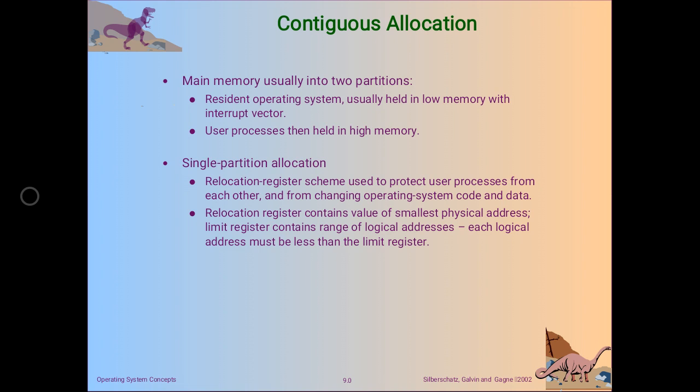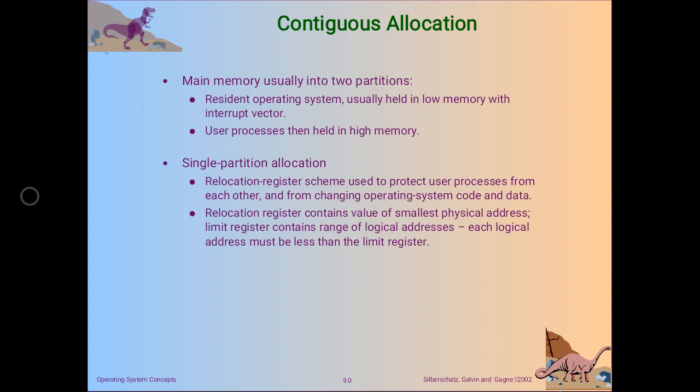Main memory has two partitions, one where the operating system resides permanently with the interrupt vector, which is usually in the low memory, and the other, the high memory, which is allocated to the user programs. It is essential to know that all user programs have to be mapped from the logical address space to the physical address space. Contiguous memory allocation can be done using single partition or multiple partitions.